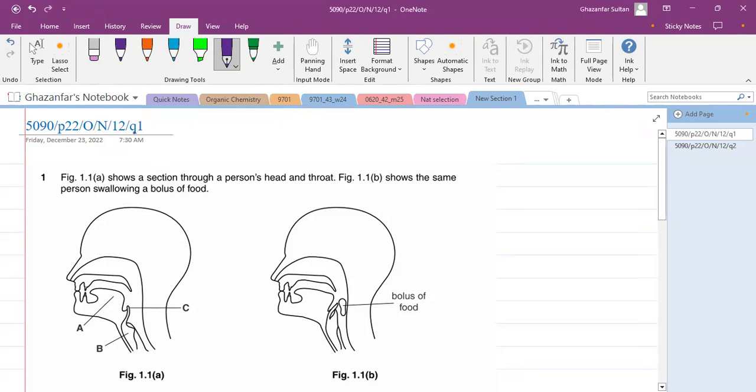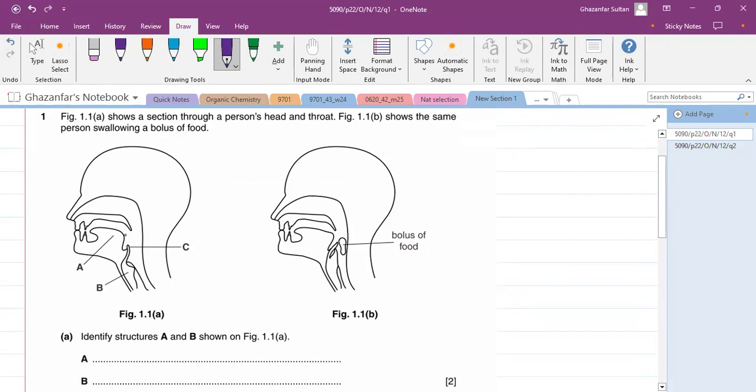This is question number 1, paper 22, October, November 2012. According to this question, the diagram shows the structures A, B, and C, and also the structure that is here, it is called bolus. So the first part says identify structure A and B shown in figure 1.1a.